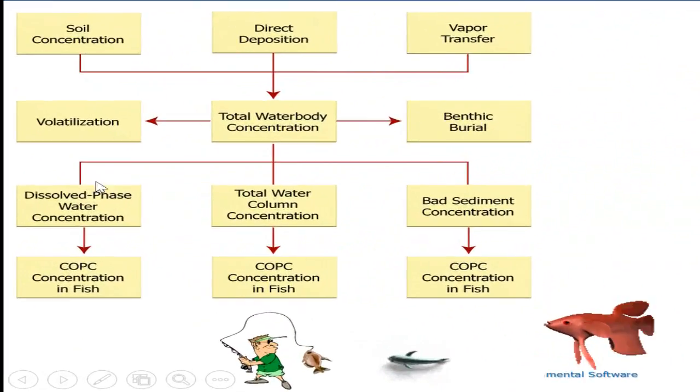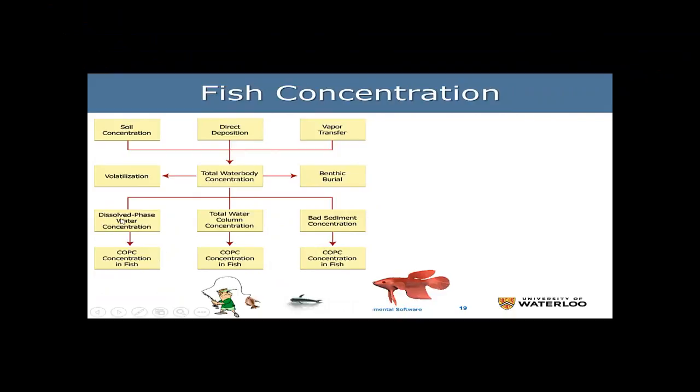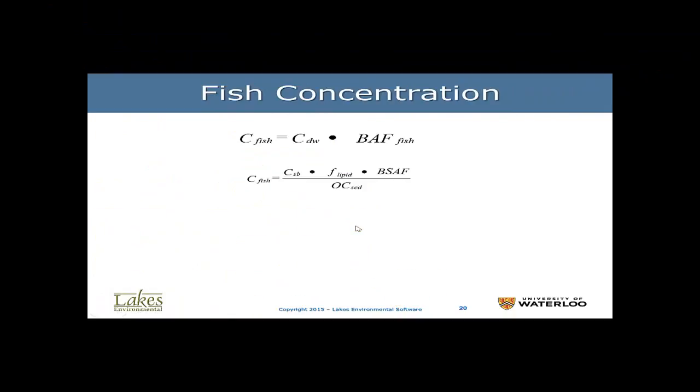Fish concentration: we need to get the water body concentration, and we already saw how that comes about. Once we have the water concentration, we need to split this into a dissolved phase. Some chemicals will dissolve in water, some will not. Some will be over suspended solids, which we call TSS, total suspended solids. It will sorb to those total suspended solids. And we need to compute the concentration based on the dissolved, total water column, and bed sediment. This is how we compute fish concentration.